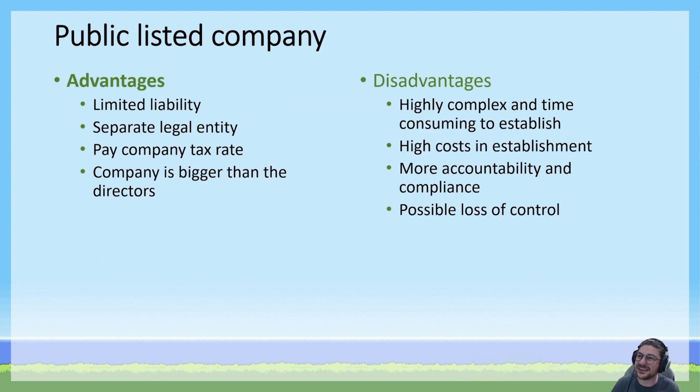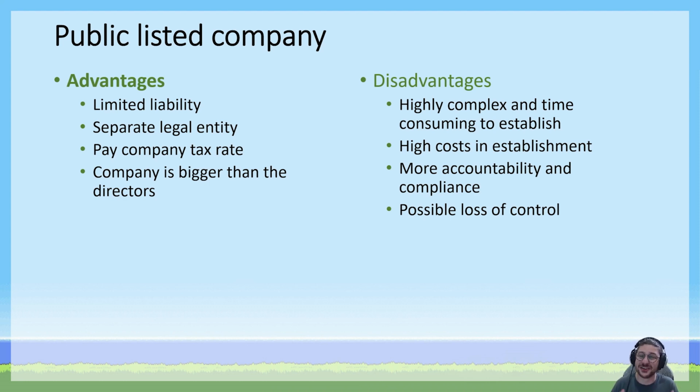Advantages for public listed companies include limited liability and the fact that it makes the business a separate legal entity. It can buy land, it can buy assets that are not the responsibility of the shareholders, which is certainly good for a public listed company. Perhaps you've bought some shares, you might not even know what the business really does. And you would hate to find one day that there was a knock on the door from debt collectors who are coming after you because the business owed money. So yeah, the fact that these businesses are a separate legal entity is great for investors. These companies pay the company tax rate, and once again, they're bigger than the directors.